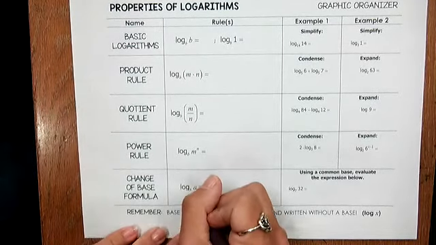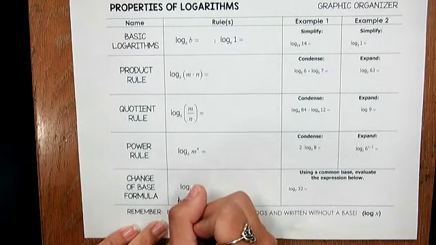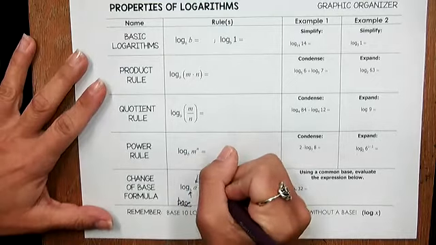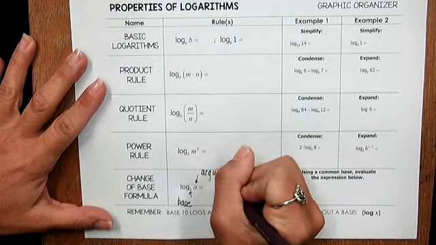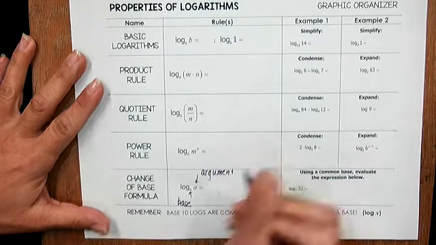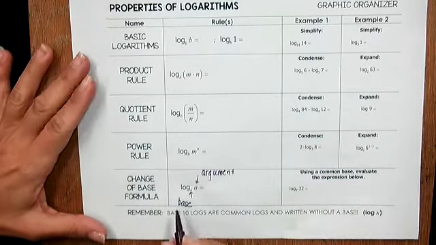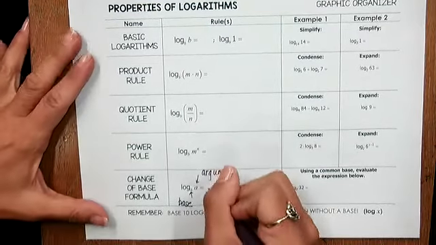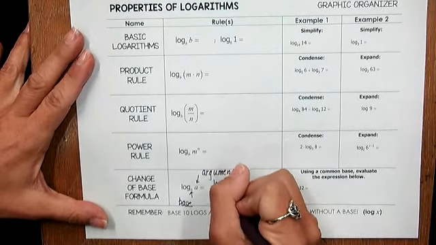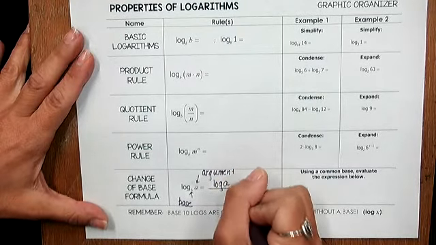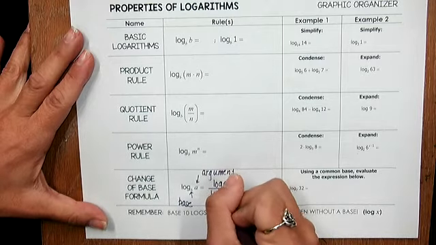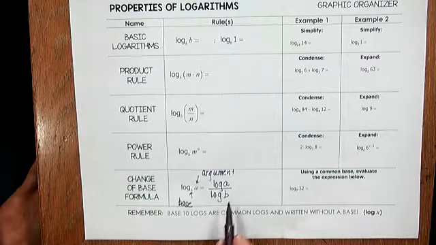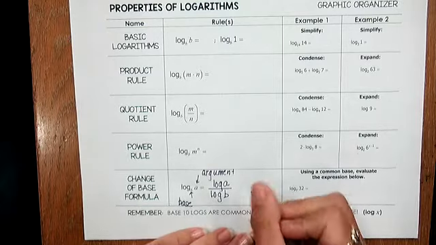So remember, B is called the base, and A is called the argument. So the log base B of A, that's how it's read. This is going to be the log of the argument A over the log of the base, which is B. And what happened to the base? Well, this has now become a common log and the base is 10.